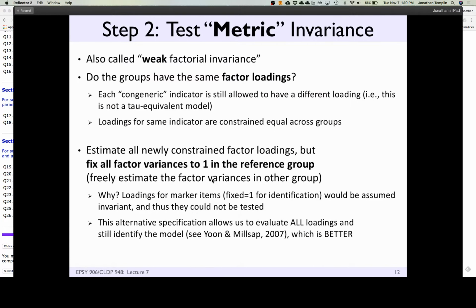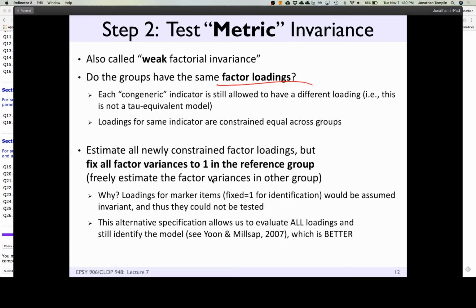The next step is to test for metric invariance. Metric invariance is also called weak invariance, but the way I like to talk about it is, are the factor loadings the same? I always forget the term metric. It never pops in my head. Someone's like, oh, scalar or metric? I always say factor loading, so that's how I like to encode it.